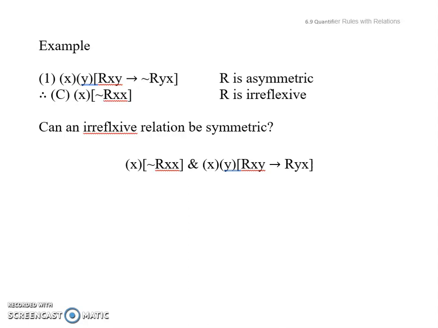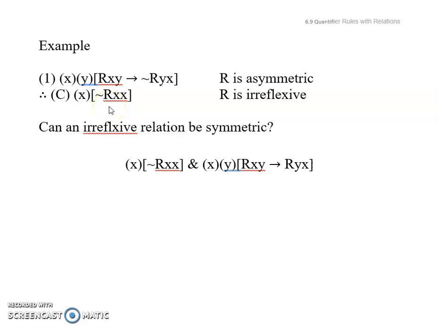Alright, welcome back to our second video on 6.9, Quantifier Rules with Relations. We just finished in the previous video talking about a demonstration that from the fact that R is an asymmetric relation, we can syntactically deduce that R is an irreflexive relation.